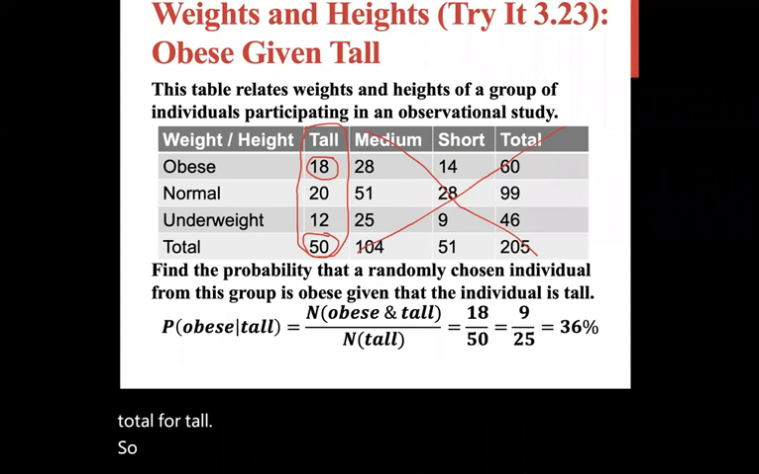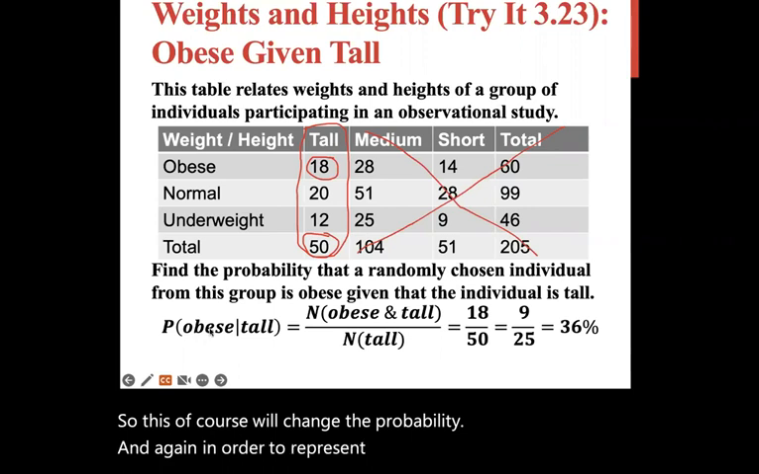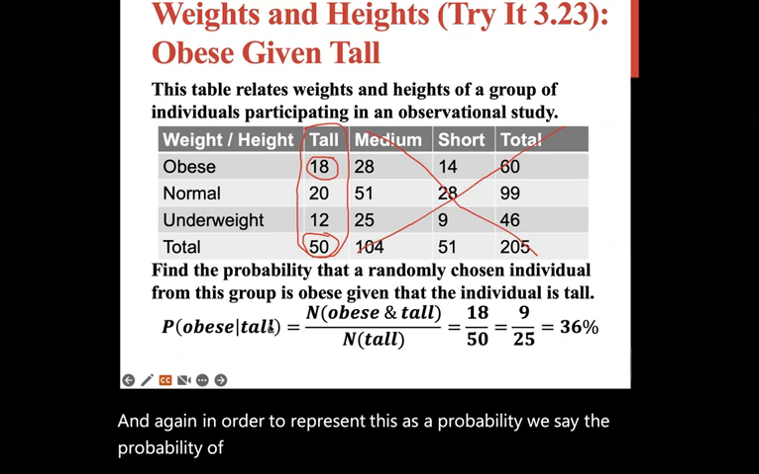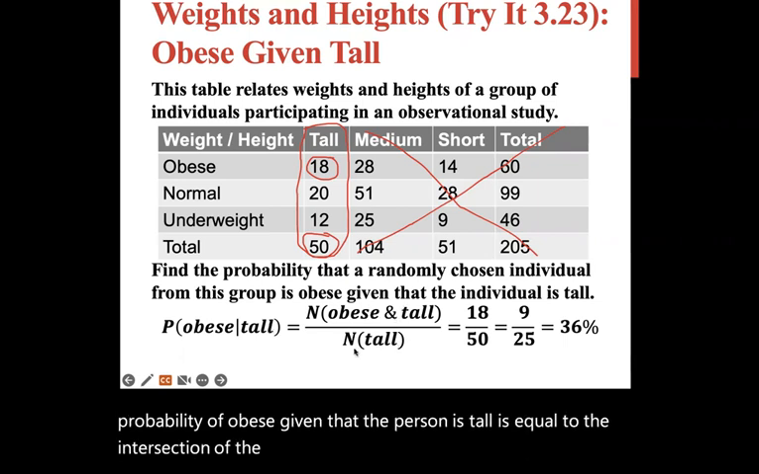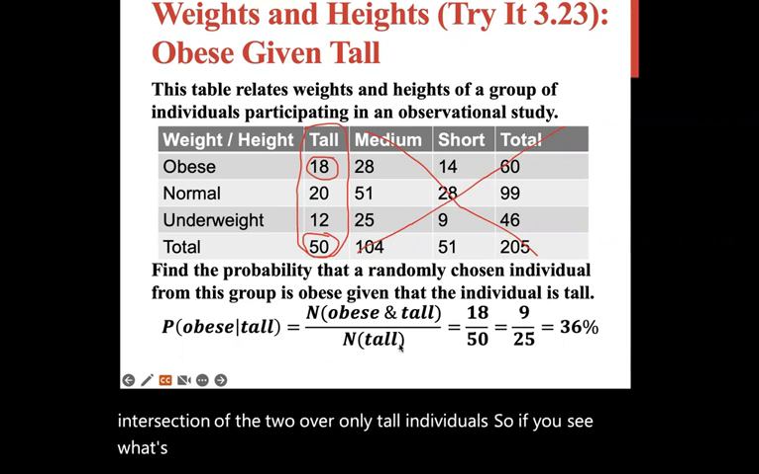So this, of course, will change the probability. And again, in order to represent this as a probability, we say the probability of obese, given that the person is tall, is equal to the intersection of the two over only tall individuals. So if you see, what's given is the denominator total.